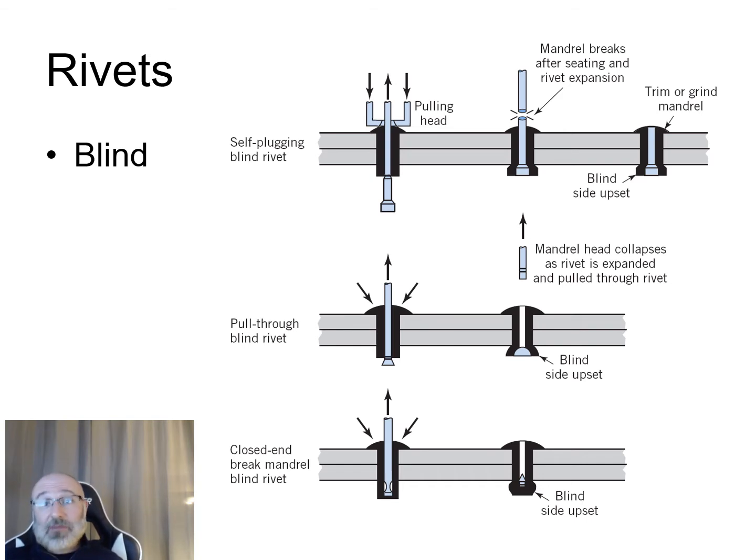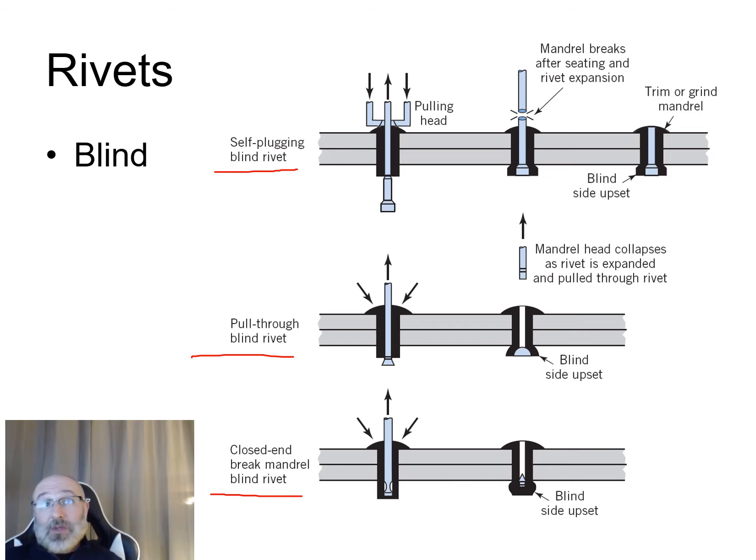And there are, again, different types of manual ways to apply these, and different automatic guns and tools that we can use. So we'll take a look at 3 different types right here. We'll look at the self-plunging blind rivet, the pull-through blind rivet, and the closed-end mandrel brake blind rivet as well.